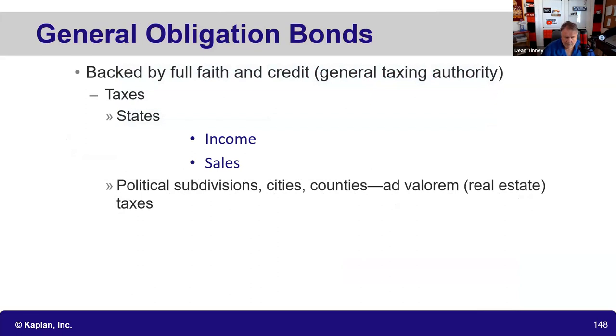Local government, a county, is a political subdivision of the state. A city is a political subdivision of a county. A school district is a political subdivision. That's just the fancy word for municipality. And those are primarily backed by ad valorem property taxes. Ad valorem is Latin for added value. So the higher your assessed valuation of your property, the more you're going to pay. Taxes are the price you pay for civilization. And the more civilization you want, the more you're going to have to pay.